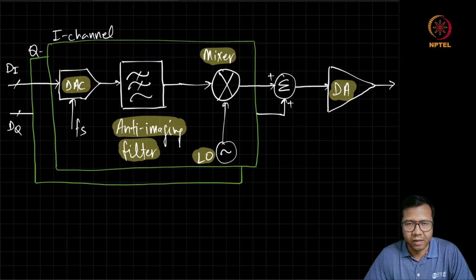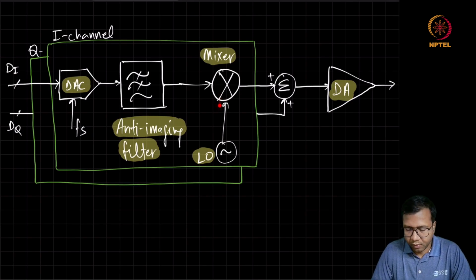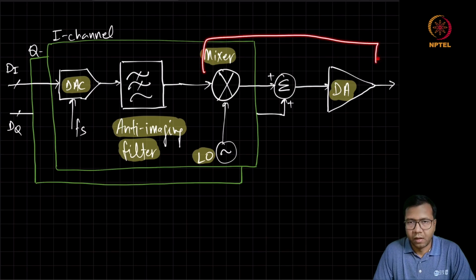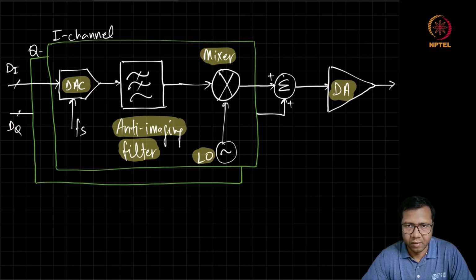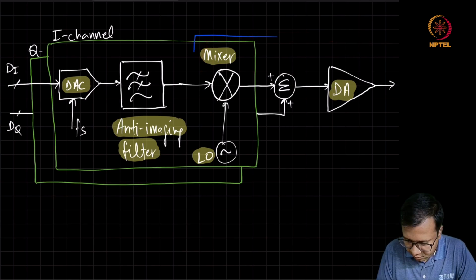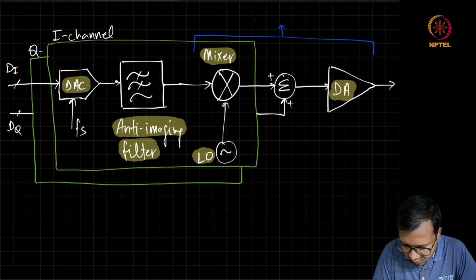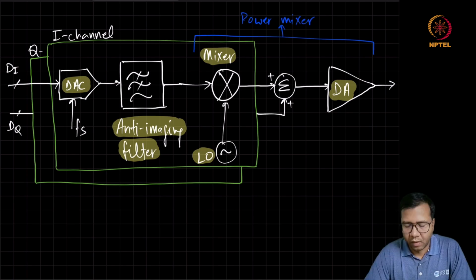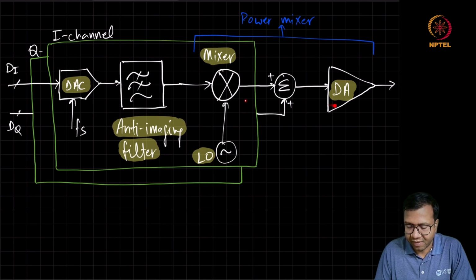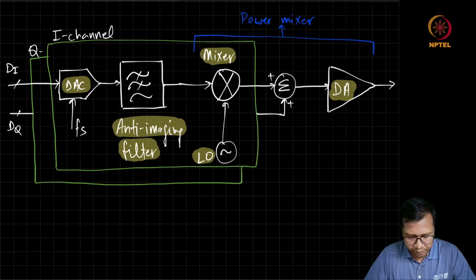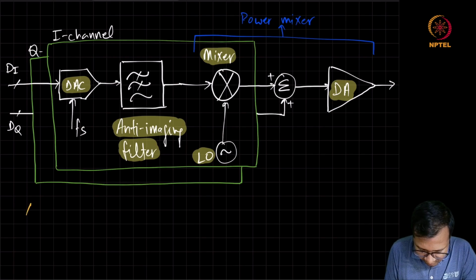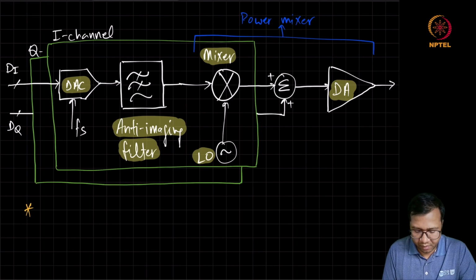So earlier we have seen that it is possible to combine the mixer and a driver amplifier to result in a power mixer. And the power mixer can solve the problems where we may have to worry about this interface between the mixer and the driver amplifier. We will see that in the modern communication device, it needs to support multiple standards.